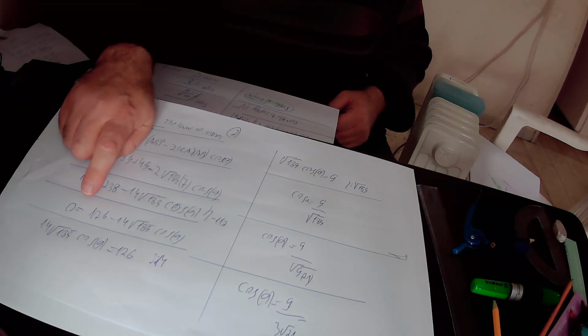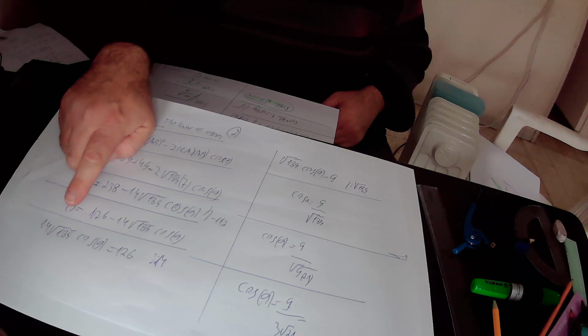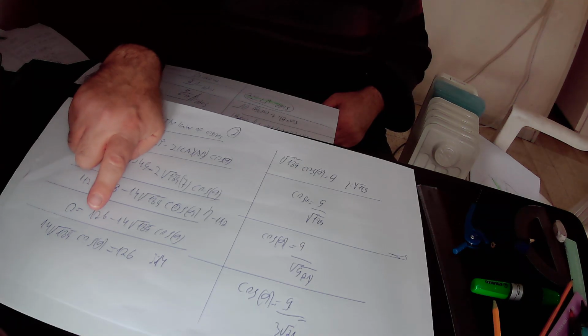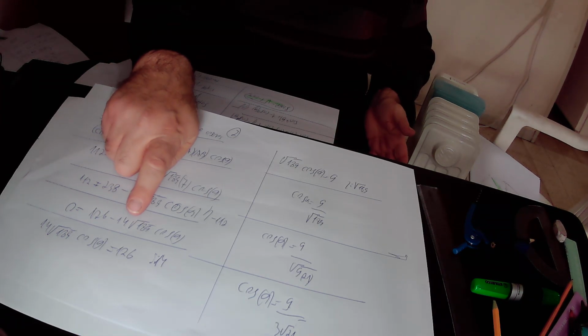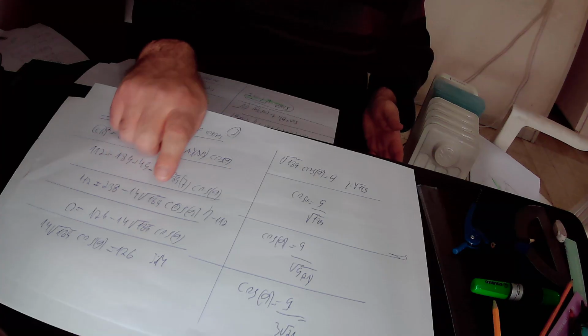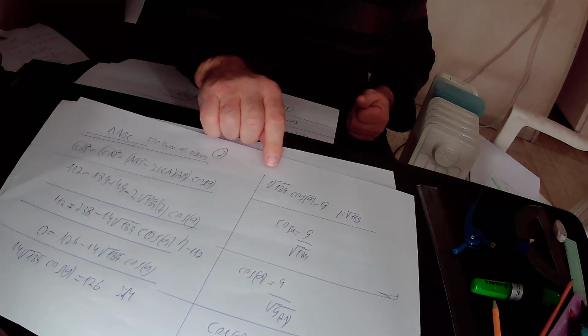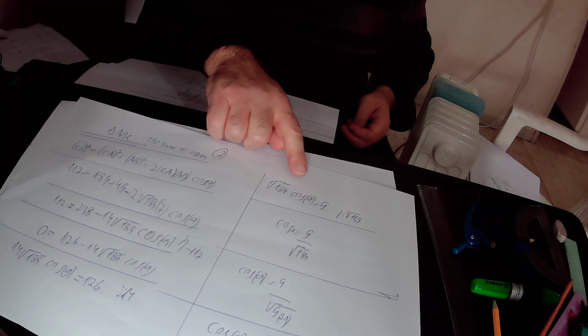Here we divide this equation by 14. 14 over 14 is 1, so on this side of the equation we are left only with square root of 189 times cosine alpha, and on the other side 126 over 14 is 9. So in total square root of 189 times cosine alpha equals 9.